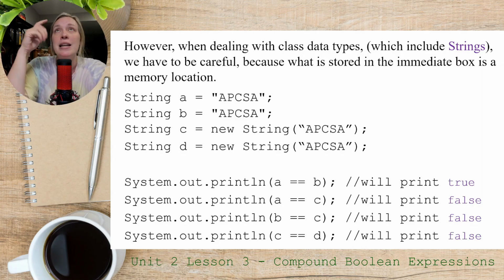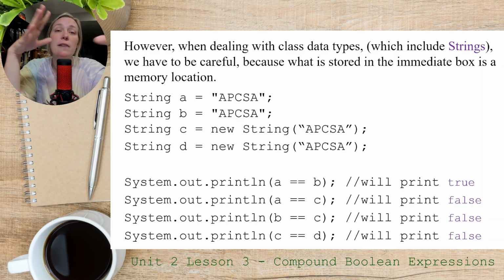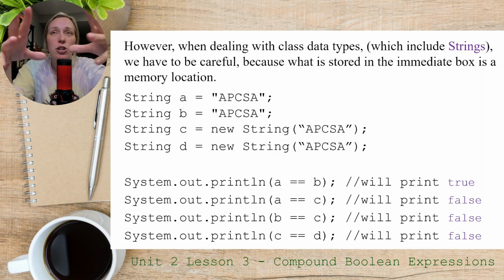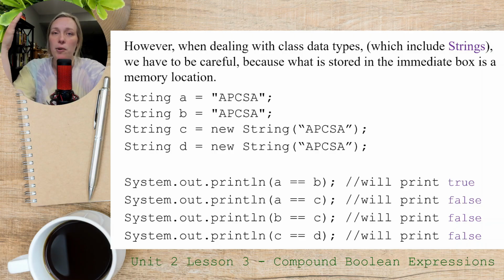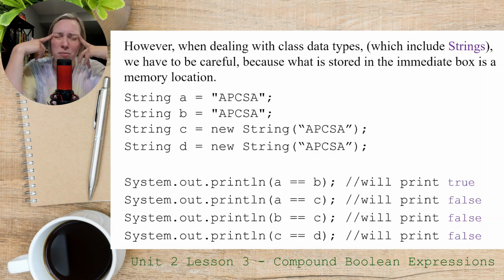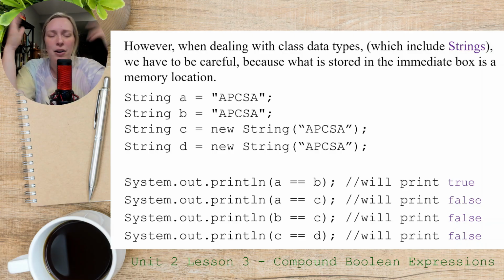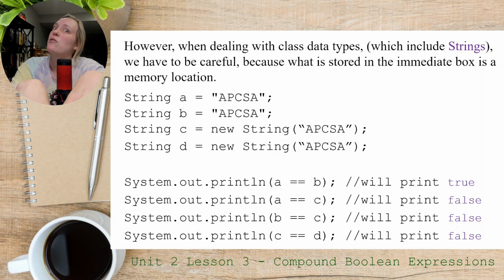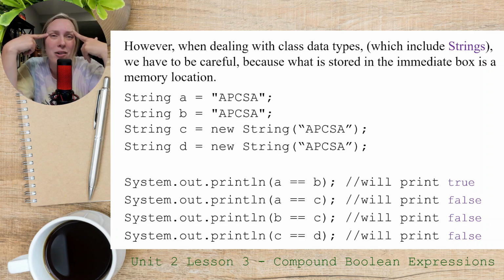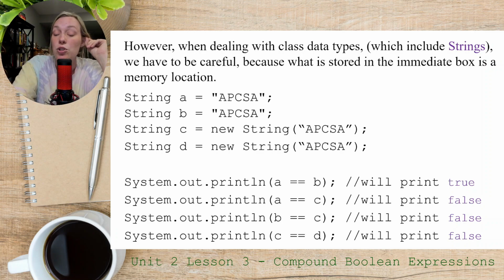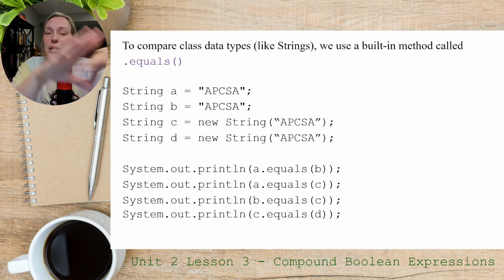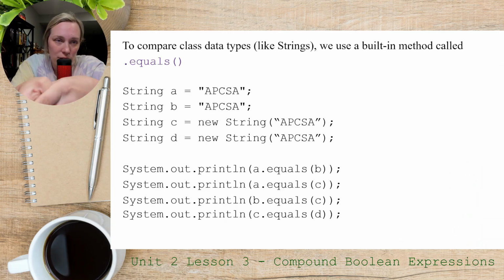Okay. Now, when we try to compare strings to see if two strings are equal to each other, we're not interested in memory locations, right? You don't have to know about the string pool. You don't have to know about that stuff, right? We don't care about that in this class right now. When you're trying to compare strings, all you care about is, are the string's characters the same? And to do that, we use a built-in method called dot equals, and it compares class data types like strings.